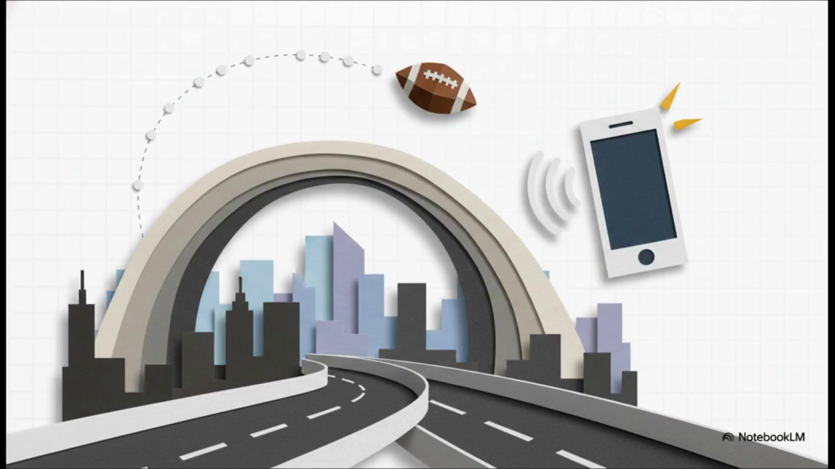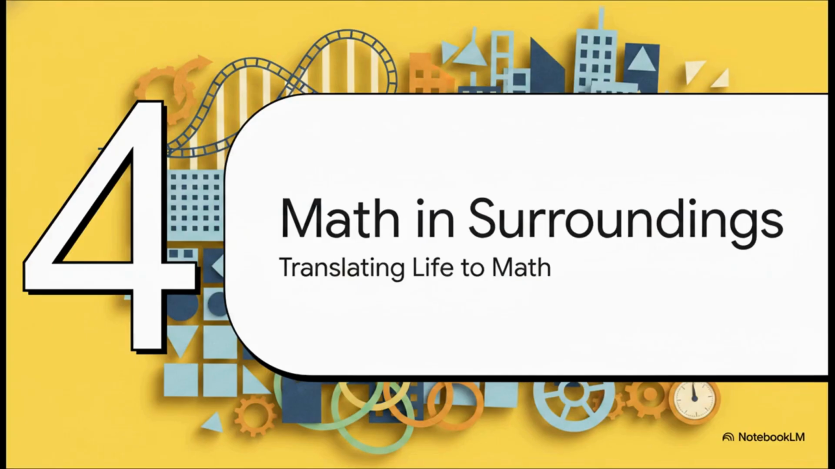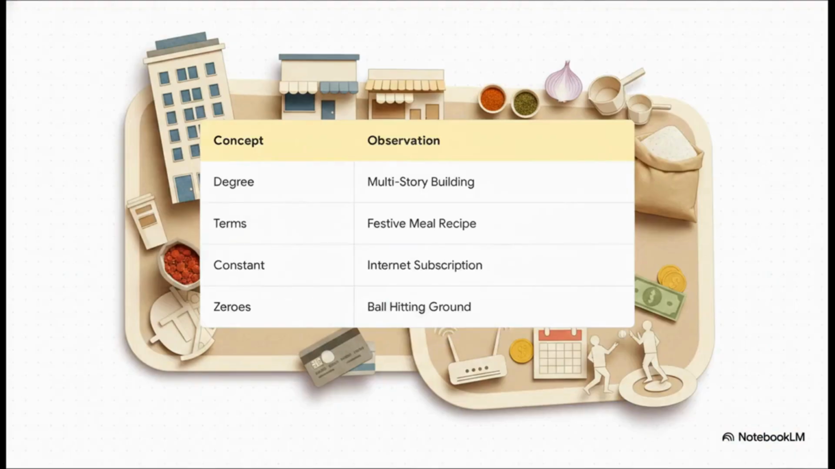It's wild. Okay, let's get into Section 4, math in your surroundings, translating life into math. Let's see how specific mathematical terms map perfectly to things you already do. Let's translate some of this math jargon into real life. Think about cooking a festive meal. Each ingredient you use, like onions or spices, is a term, and the exact quantity, say 3 kilograms, is the coefficient. What about the degree of a polynomial?